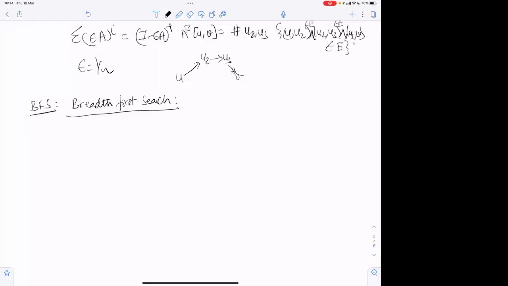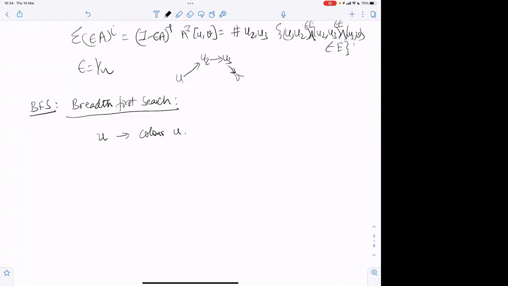In order to achieve this UV reachability, what is breadth-first search? In simple terms, you start with U, correct? You color U, okay? And then you explore its neighbors.